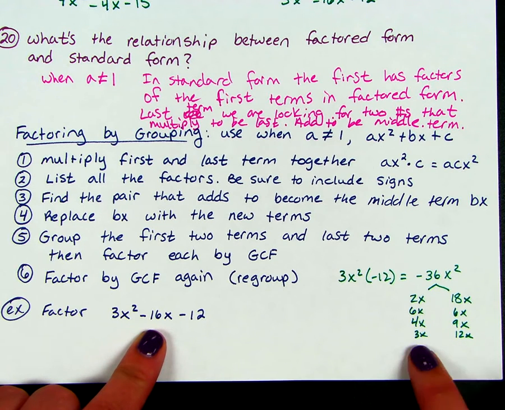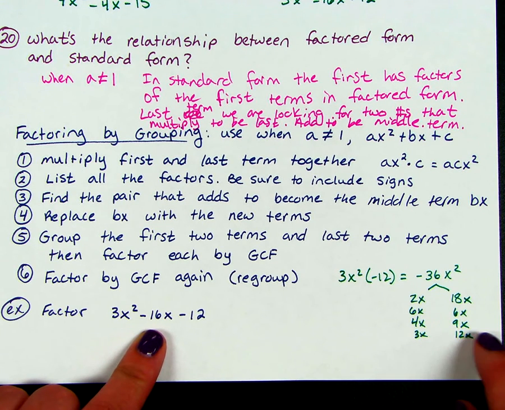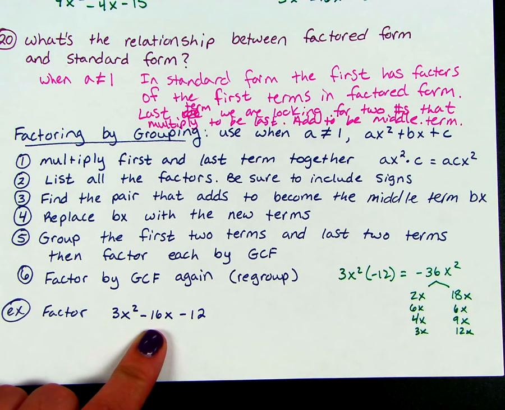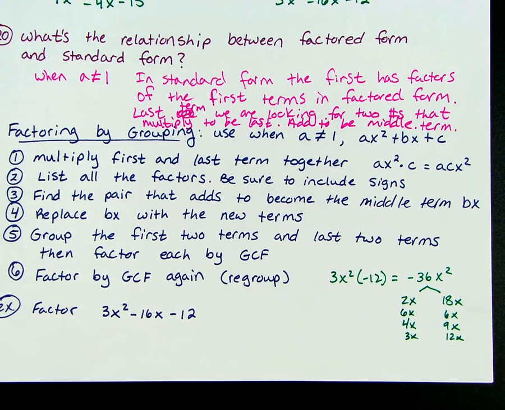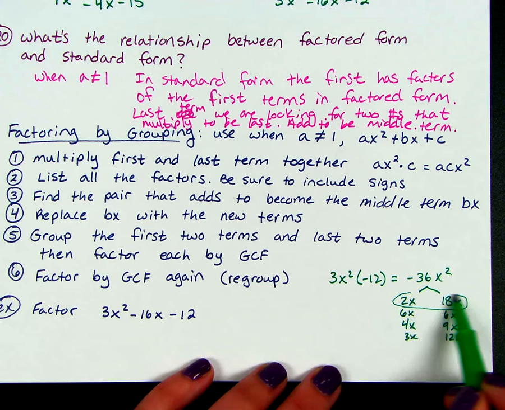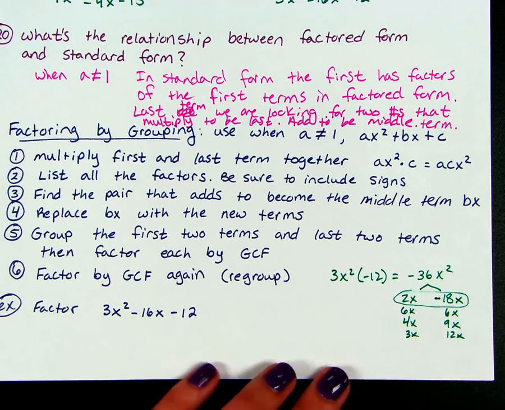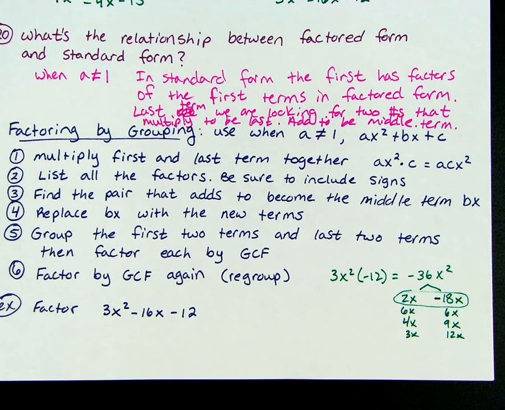So 12 minus 3 isn't going to help us. Same thing, 9 minus 4 isn't going to help us. 6 and 6 will give us 0 if we subtract. So we're looking at this first set that I wrote down, so the 2 and 18. And we would want the 18 to be negative. So that way when we add them, we'll get a negative 16.